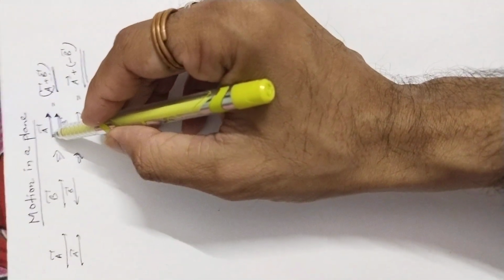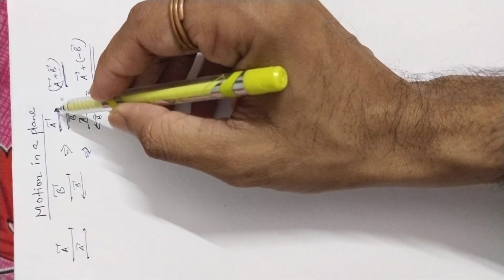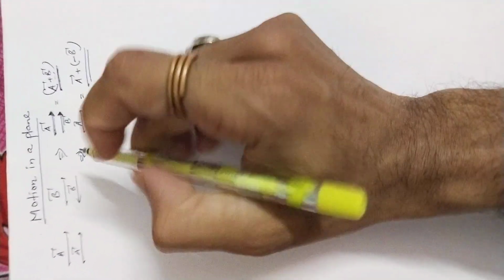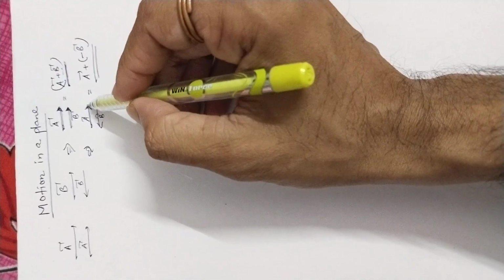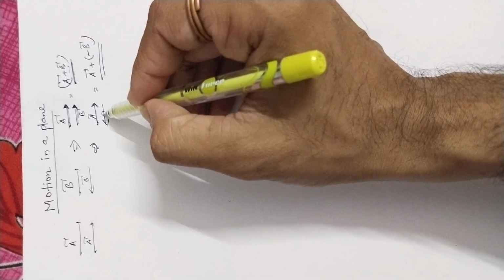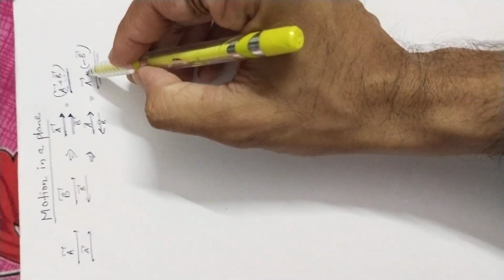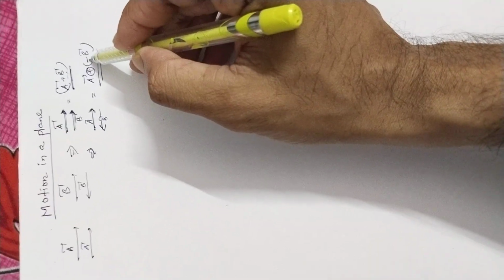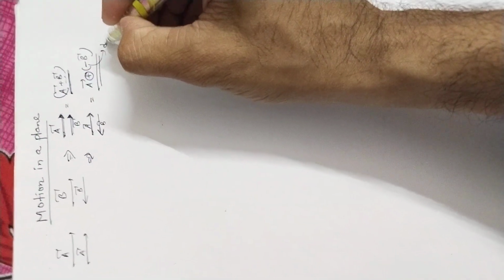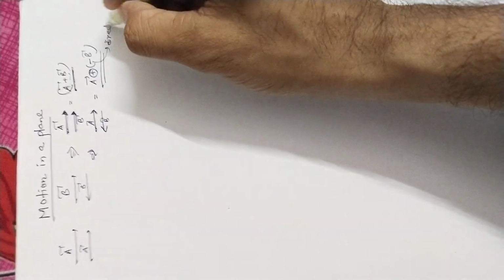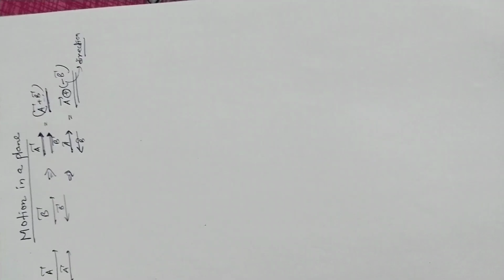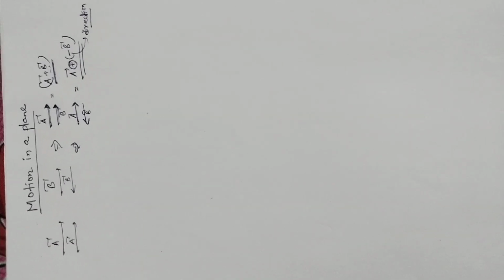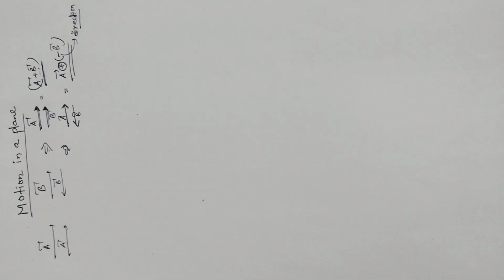Because the first time we can see that the direction is the same with each other, but the second time the direction is opposite to each other. So here we use addition, but for the direction I can use the negative sign. So it is vector addition and the same as vector subtraction. Okay, how does it work in motion in a plane?